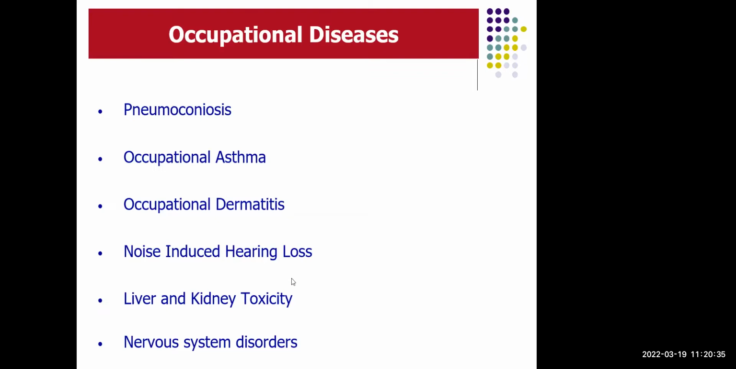Noise-induced hearing loss, we have discussed this. Liver and kidney and many organs toxicity. Nervous system disorders. Okay, so there are many occupational diseases. There are 29 occupational diseases listed under Schedule 3 of the Factory Act. Okay, 29 notifiable diseases.